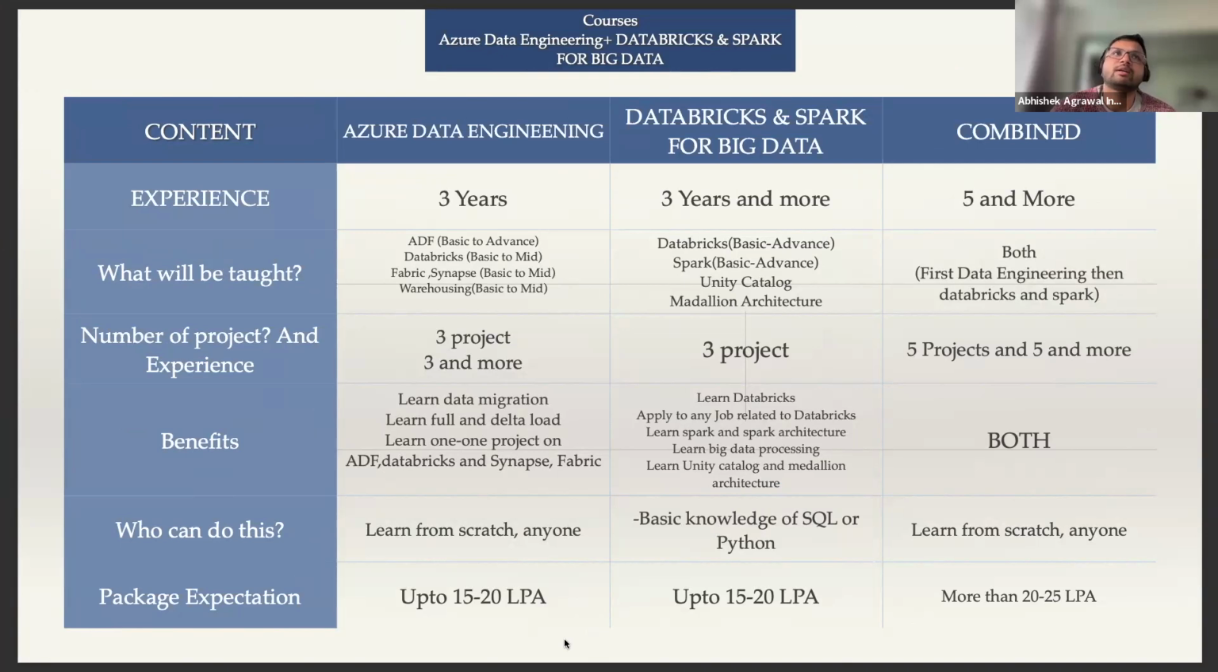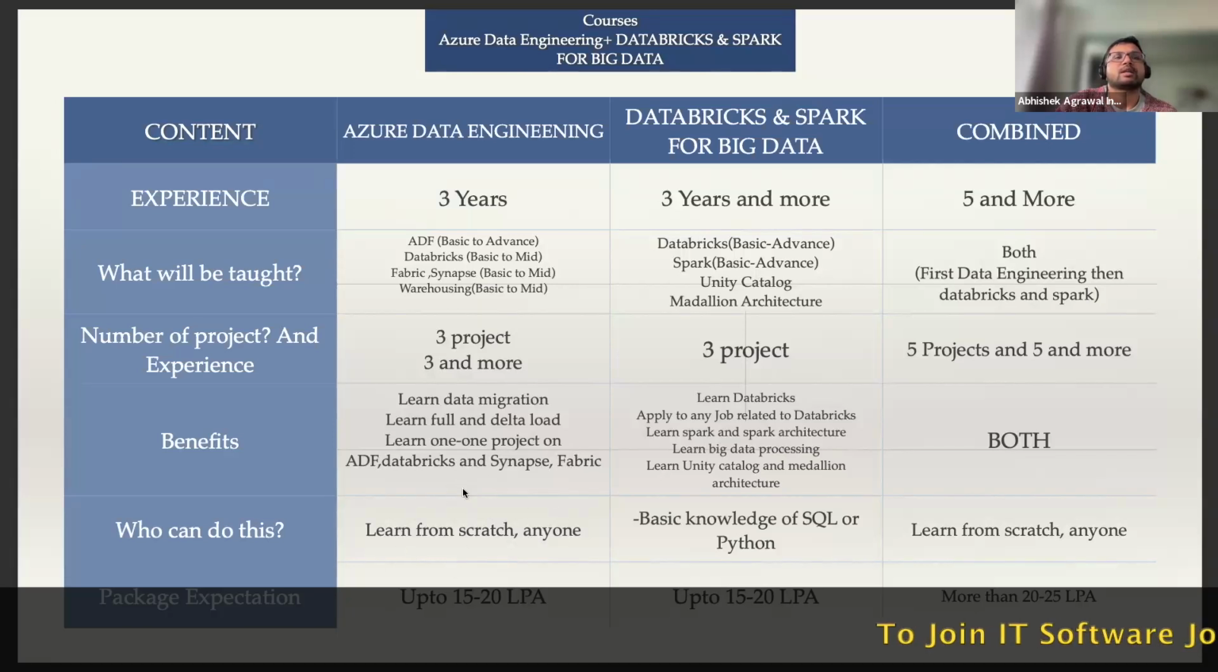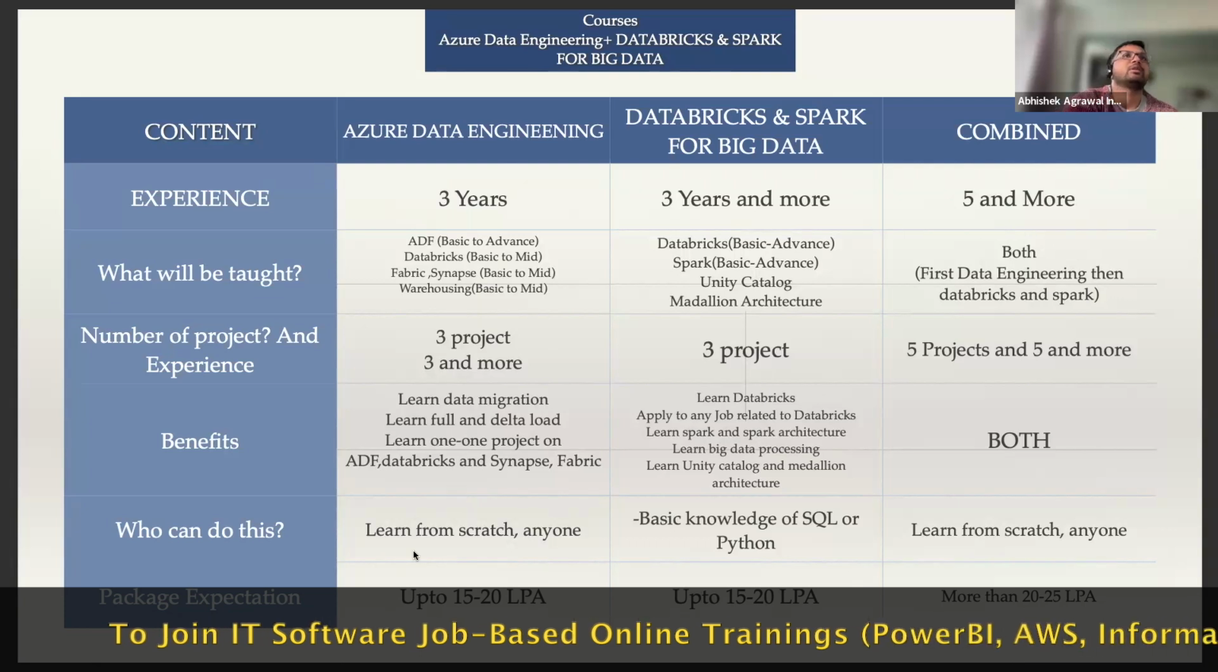So you get 3 years of experience. We will cover Data Factory, Databricks, Fabric, Synapse Analytics, and also warehousing. We will do 3 projects. You learn data migration, full load, delta load. One project in Data Factory, one project in Databricks, one project in Synapse, and also you'll learn Fabric. You learn from scratch, right? And you can expect up to 15 to 20 LPA by doing this particular course.